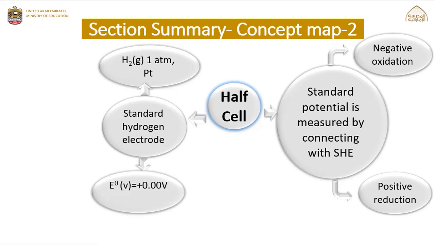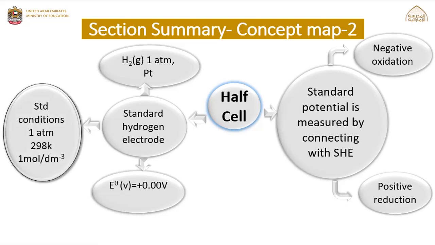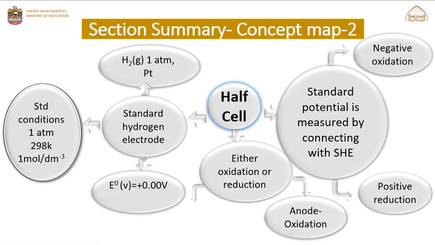The standard hydrogen electrode will have 0 volt. Standard conditions are 1 atm and 298 Kelvin, as well as 1 mole per dm cubed H plus ions. In a half cell, either oxidation or reduction takes place. Anode is always the one where oxidation takes place. Cathode is the one where reduction takes place.